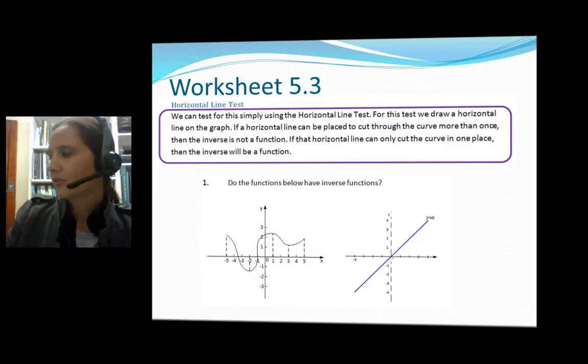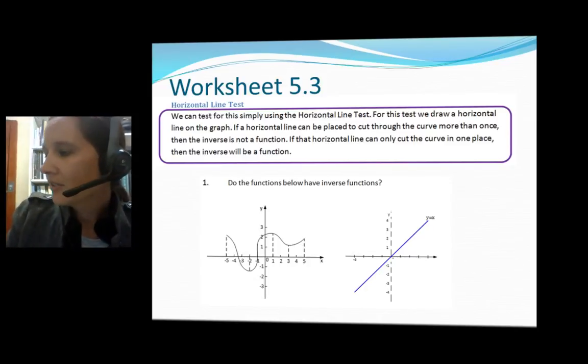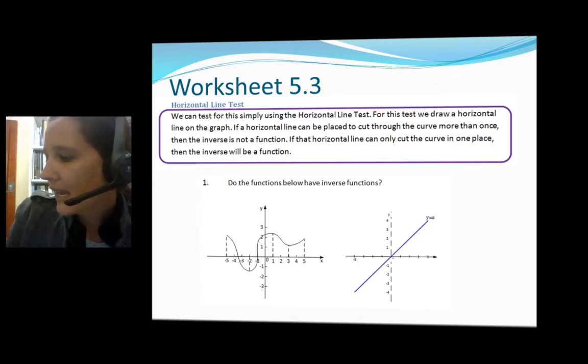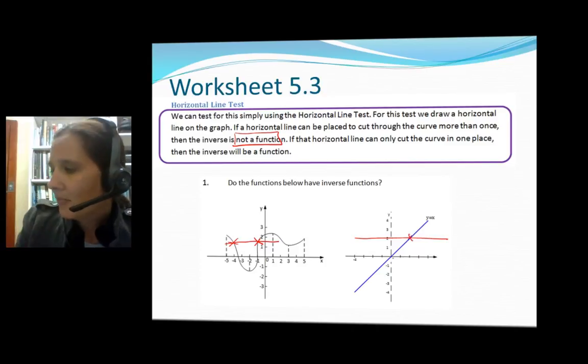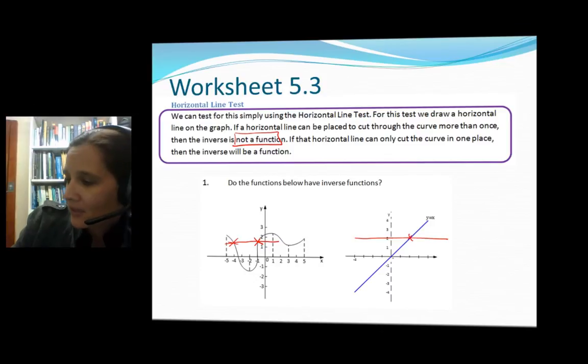Looking at the horizontal line test. If we can put a horizontal line through the curve and it cuts our curve more than once, like this curve here, then it's not a function. If it can only cut through in one place, then it is a function. So we have ways of actually constraining our values so that we can make these functions. But this one here doesn't have an inverse function.